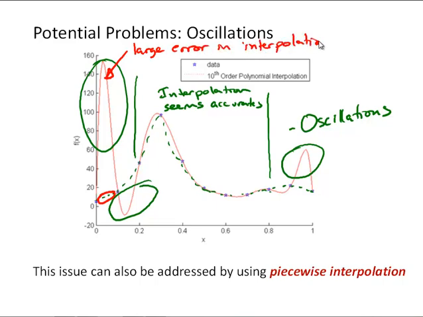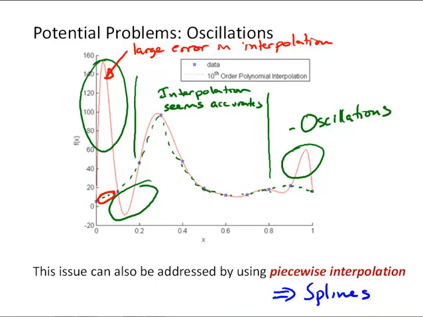And this problem of oscillations will happen anytime you get into a higher order polynomial, even as low order as 4th or 5th order, depending on the data set that you're looking at. This is another issue that we can address, and we will again address it with piecewise interpolation, also called splines. We'll look at that in a future video.